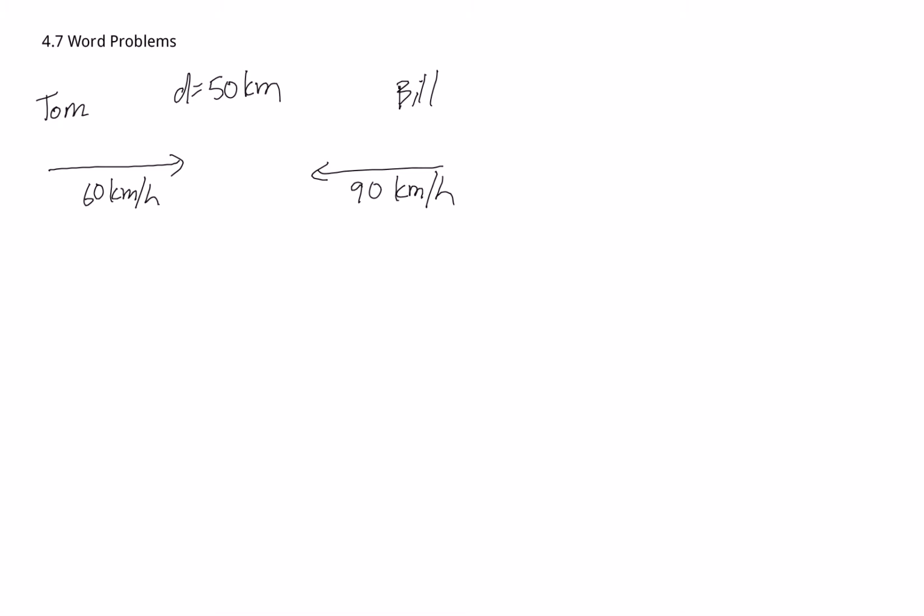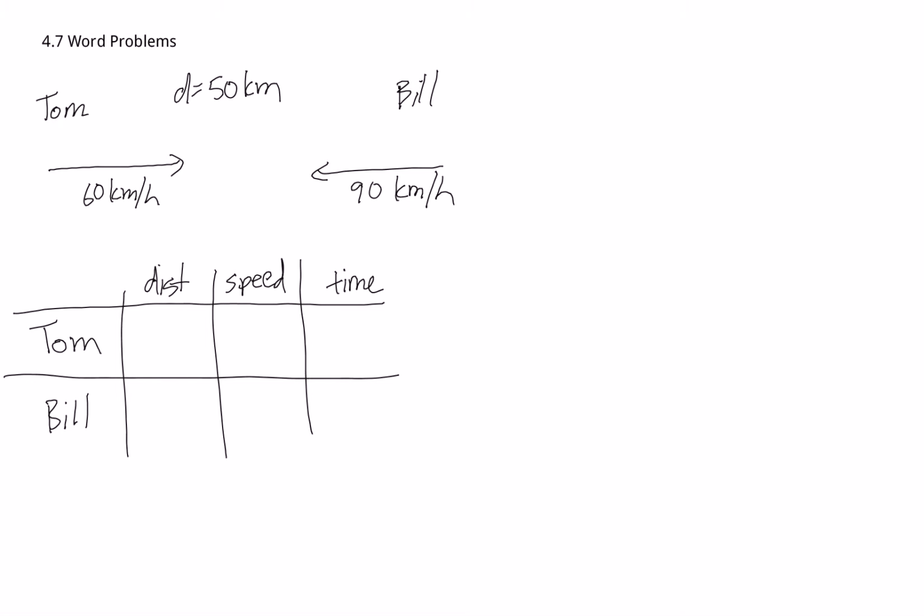So anytime you're doing one of these questions, what you want to do is set up a chart. And in the chart, we basically track the distance, the speed, and the time. So you want to track each of those, and you want to put them in variables and so on so you know what's going on. So in this case, we know the total distance is 50 kilometers, but we don't know how far each person's going to drive to meet.